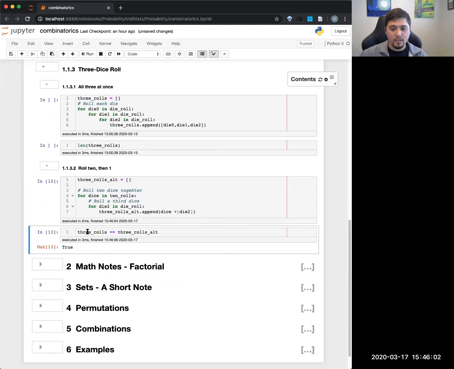So you can see that these all are the same thing. You can think of it in different ways because they're all independent. So you can roll 2 dice at once and then 1 die, or you can roll all 3 individually.